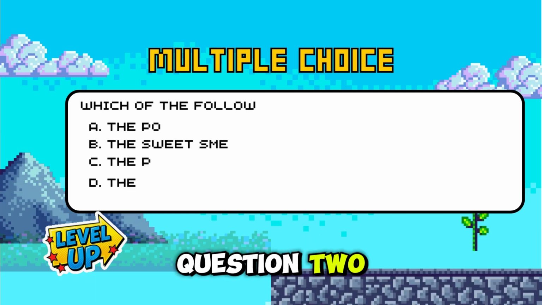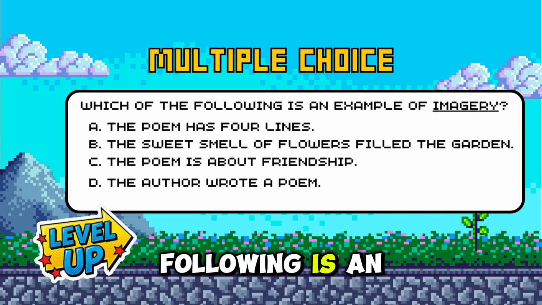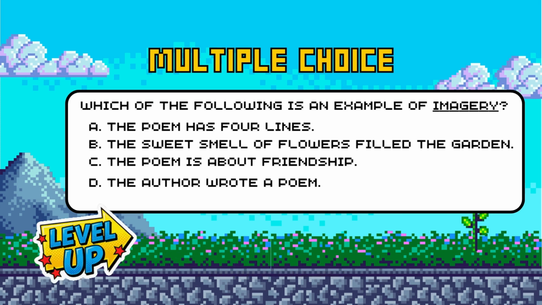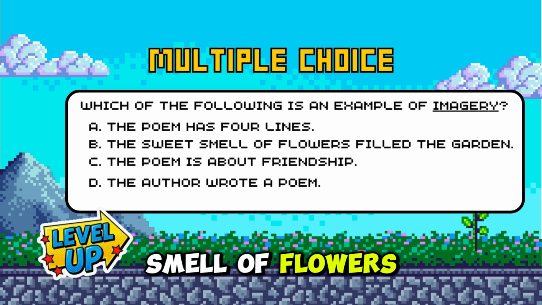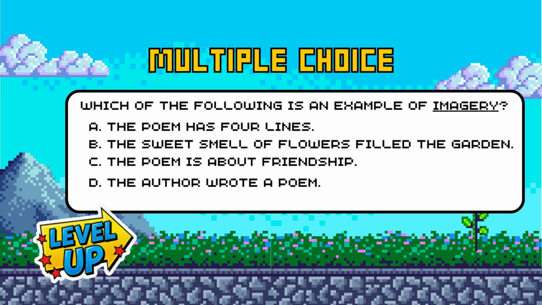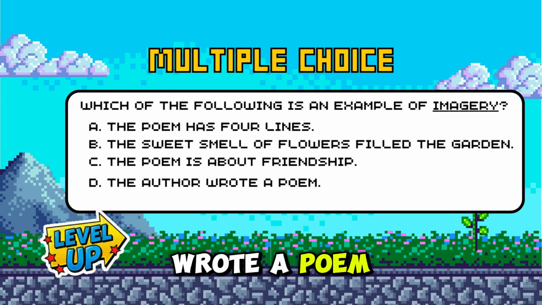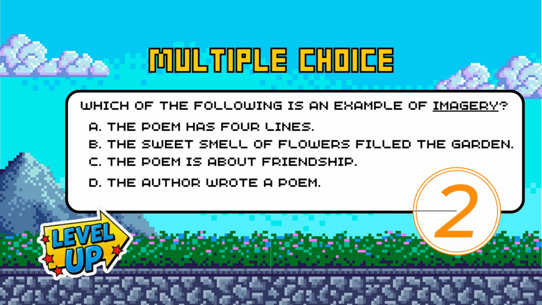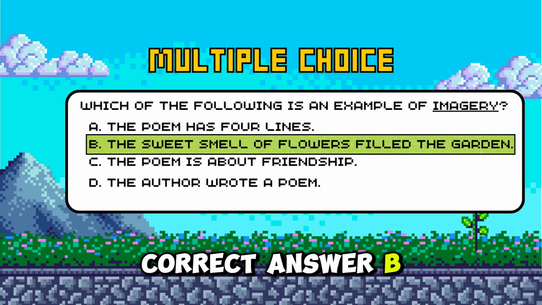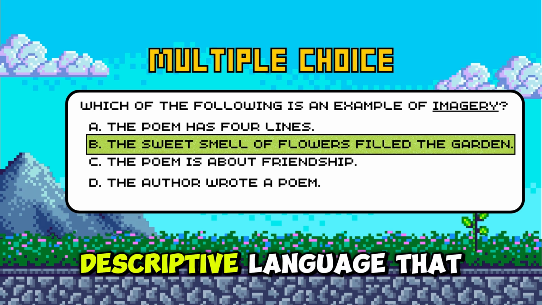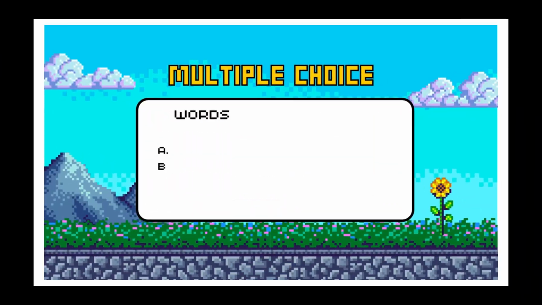Question 2. Which of the following is an example of imagery? A. The poem has 4 lines. B. The sweet smell of flowers filled the garden. C. The poem is about friendship. D. The author wrote a poem. Correct answer: B. Excellent. Imagery uses descriptive language that appeals to the senses.